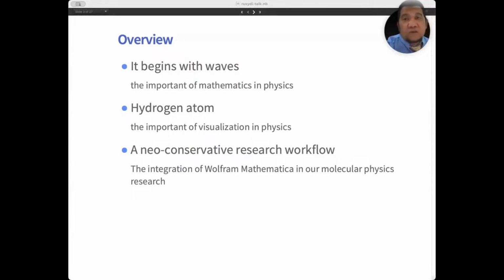Then, I continue with the hydrogen atom, where we will see the importance of visualization in physics. Finally, I believe the most fascinating aspect of my talk, though I will keep it short due to time constraints, is the integration of Wolfram Mathematica into our research in the field of molecular physics, which I call the neo-conservative approach. Of course, I will try to make it as brief as possible for each section. However, if you find me taking time at certain explanations, you may go, but please do not go away.